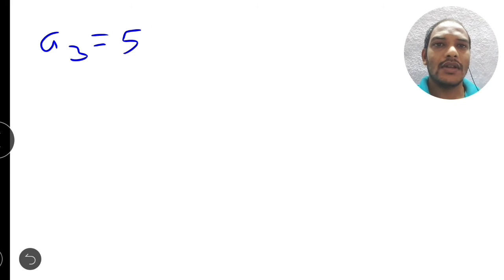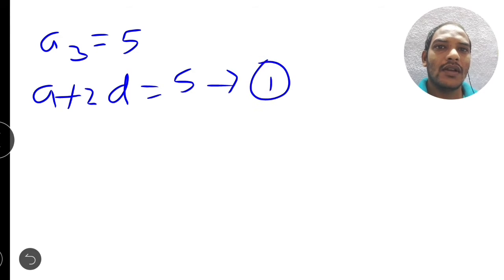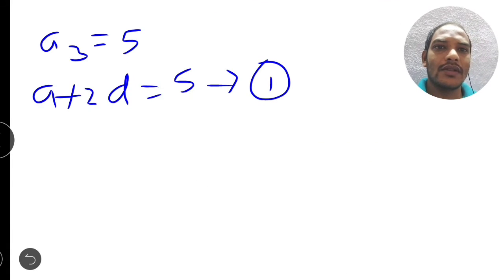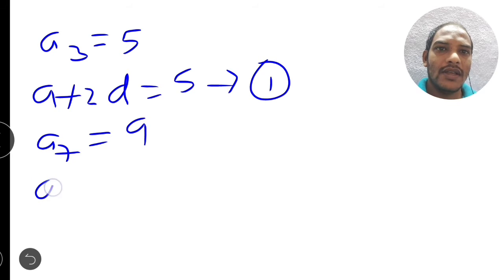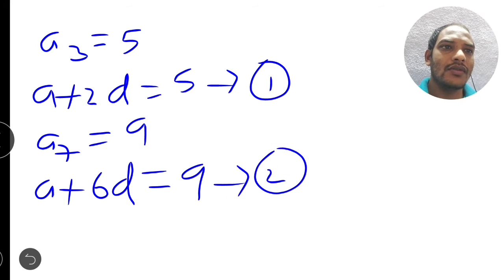So third term means A3 equals 5. According to the general form of an AP, the third term is represented with a plus 2d, which equals 5. Equation 1. Next, the seventh term is 9. So seventh term means A7 equals 9. Same A7 is represented with a plus 6d, according to the general form of AP, which equals 9. Equation 2.